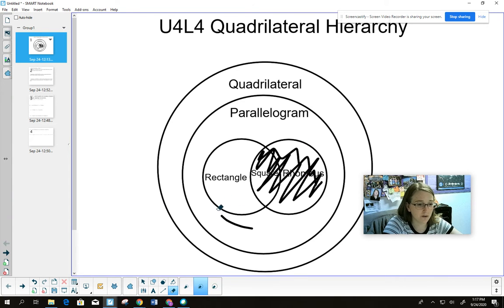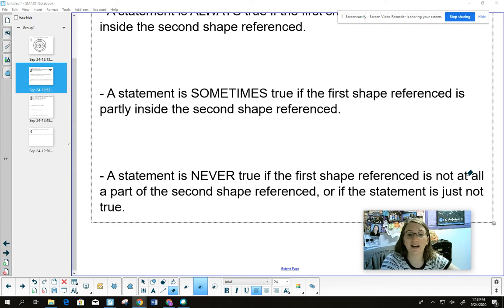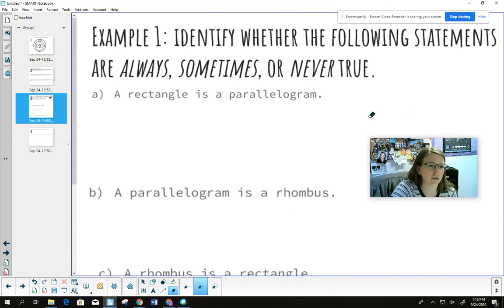Now, we would have never if the first shape referenced is not at all a part of the second shape, or if the statement is just not true. We're going to look at some properties, like a rectangle has 4 congruent sides, and you need to say if that is sometimes, never, or always true. It might never be true if that property is not a part of that shape. So these are just little tricks we can do. It gets kind of confusing to keep this straight, but our answer will always be, we're going to do 5 examples, always, sometimes, or never.